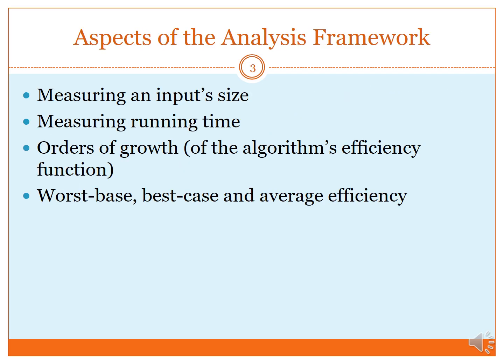Aspects of the analysis framework. The algorithm analysis framework consists of four important aspects. First, measuring the input size. Second, measuring the running time. Third, studying the order of growth of the algorithm. And finally, analyzing the algorithm under worst case, best case and average case conditions. These aspects help us understand how an algorithm behaves for different input sizes.